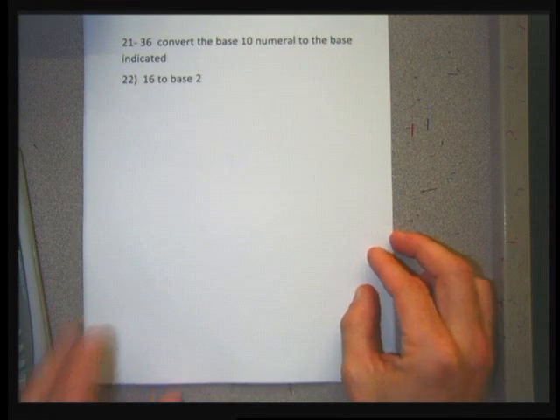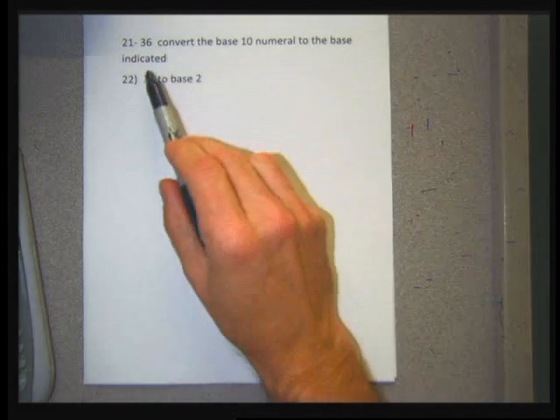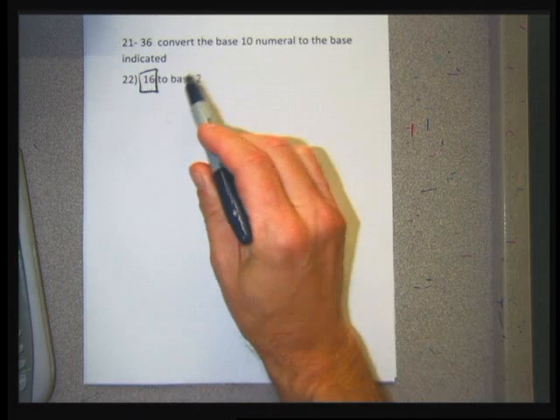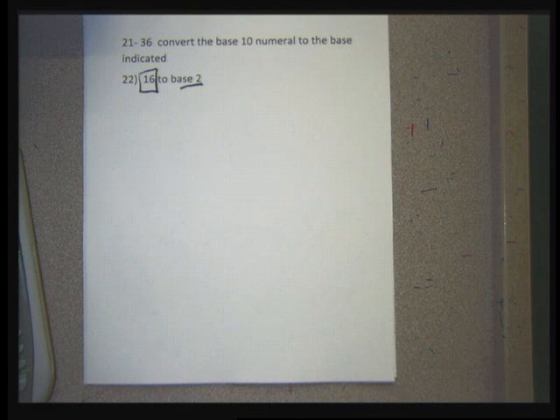I'll just teach one of them, and if you don't like the method, I can show you another method individually, but I think this method for me is the easiest. So problems 21 through 36 give me a number in base 10, and want me to convert it to another base. So problem 22 gives me the number 16 that's in base 10. It wants me to change it to base 2.